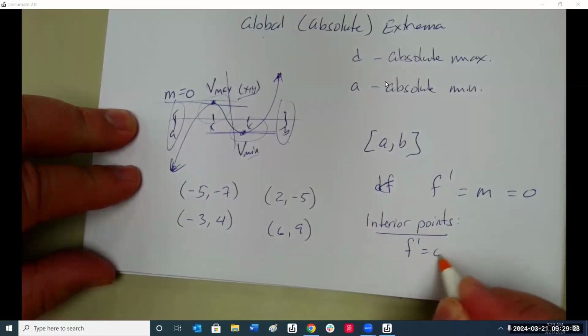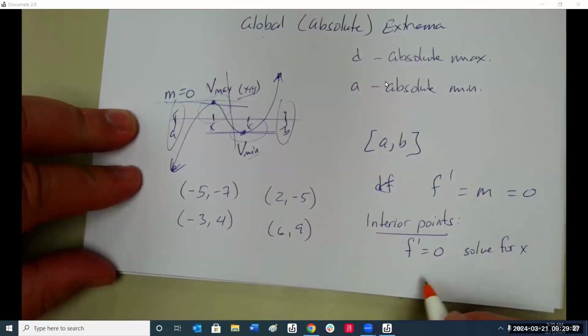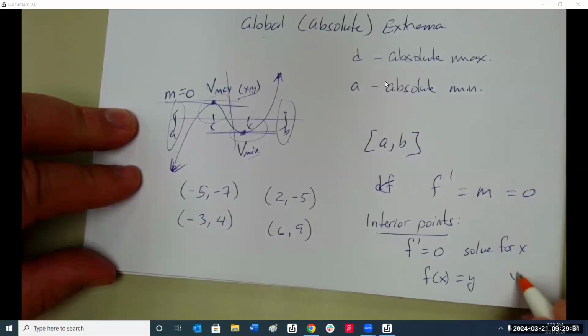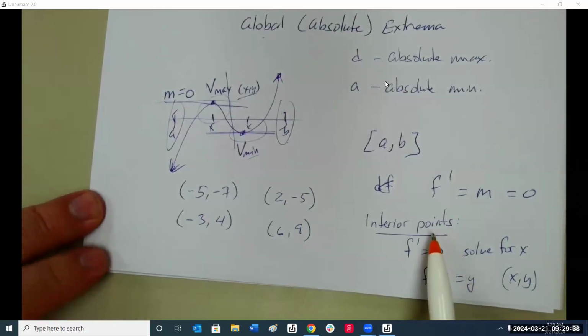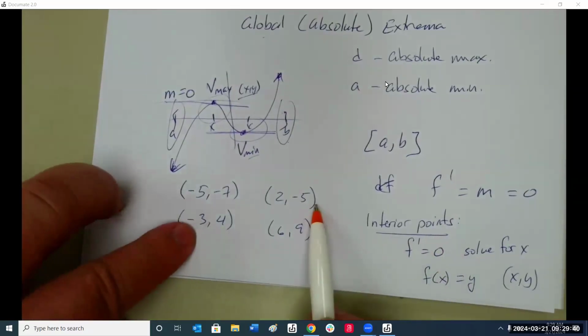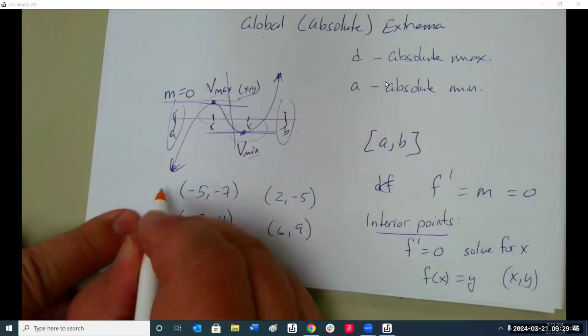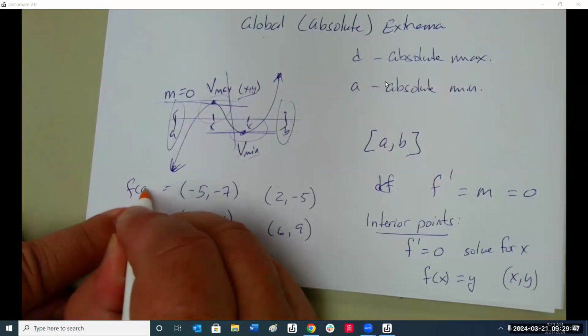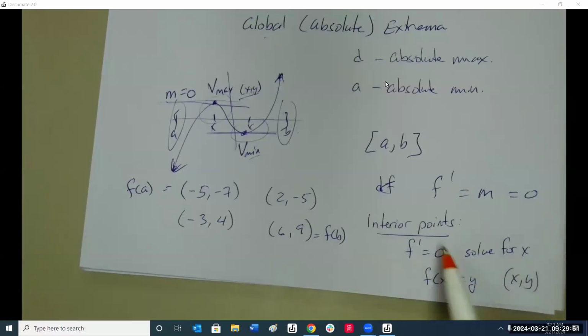Take the first derivative, set it equals 0, solve for x, and then put them back inside there, and you get the location. These are for the interior points. Then we take the endpoints, the A and the B. This one is the location of f of A. So we have to not only find the interior points, but we also have to take the endpoints also.